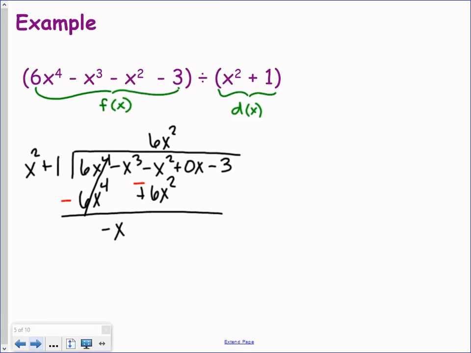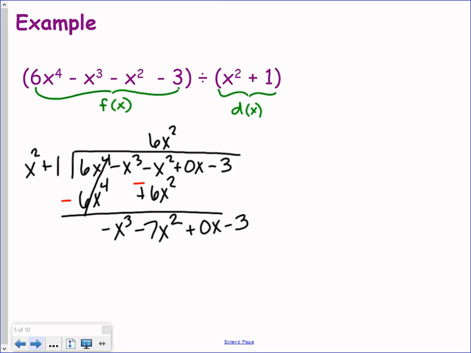Don't forget about this negative x cubed term. It's really like I don't have an x cubed to subtract, so it's just going to be negative x cubed. And then negative x squared plus negative 6x squared is negative 7x squared. And in polynomial long division, I usually bring down all my terms, just to keep all the polynomial there, otherwise I kind of lose track of things. And then I start the process over.